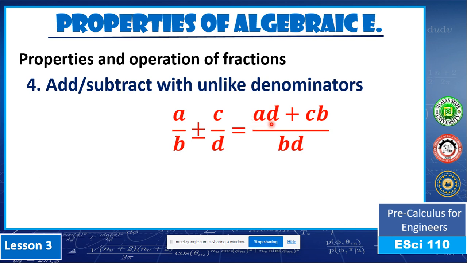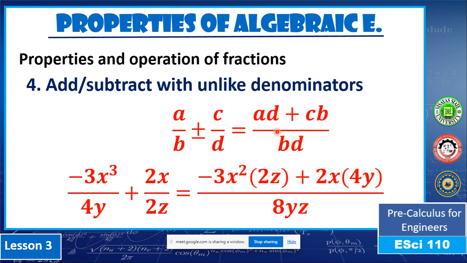The same thing with the second term. So this new denominator b times d divided by d, and then you're going to multiply it to c. So you now have c times b. So in general, you have a times d plus c times b over bd. So ganito lang pag-operate or pag-add or subtract ng algebraic expression that has different denominators or dissimilar denominators. So let's have an example.